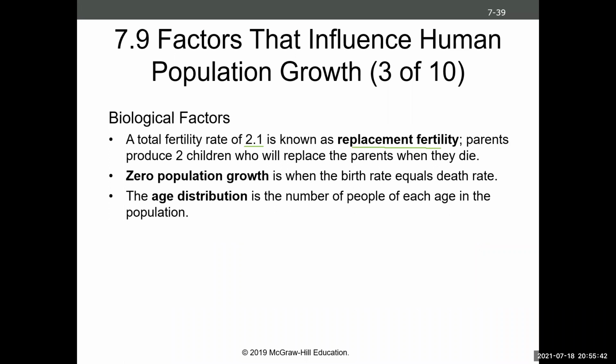So a zero population growth is when birth rates equal death rates, which we've already talked about. And we've talked about how age distribution affects that population growth. Okay? And so, for example, if my total fertility is higher than the replacement fertility, so we have 4, that's going to lead to, if everybody did that, a larger population growth rate.